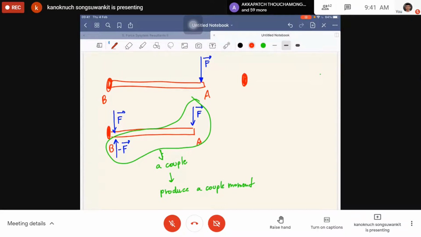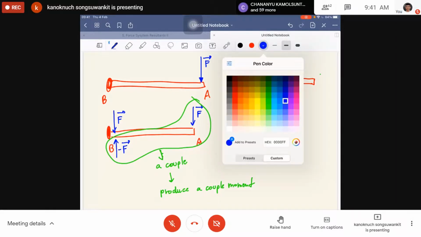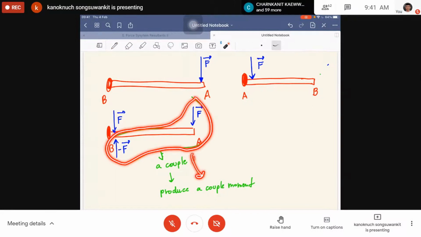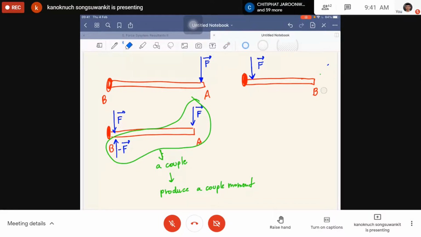Then finally, on this system, we have one force at point B, force F. And these two couple will become a couple moment. And this couple moment can move to anywhere. So let's move this couple moment to point B.